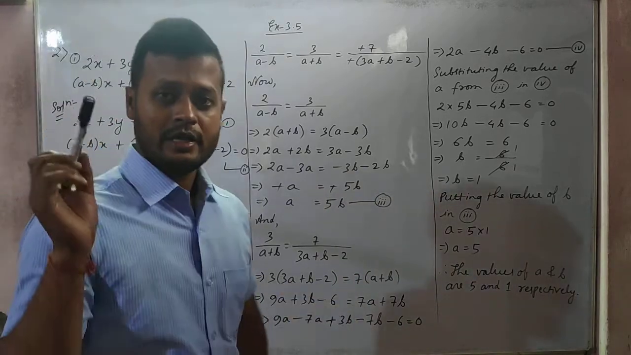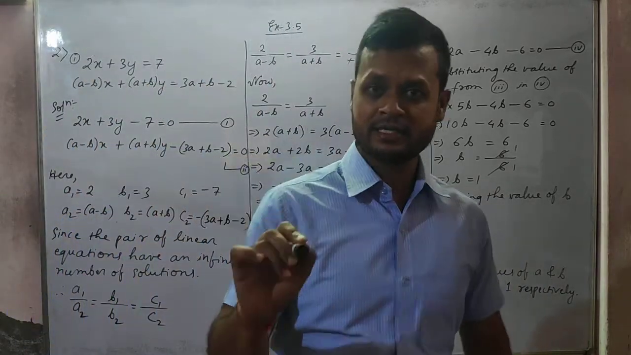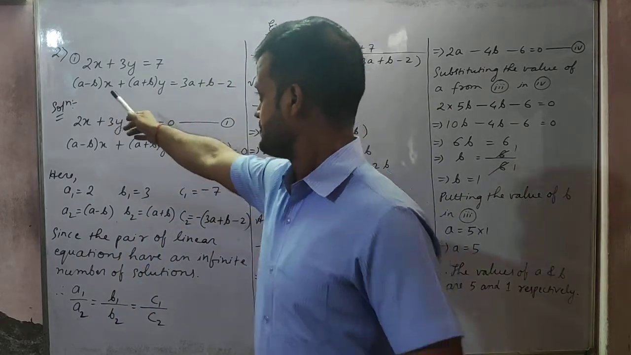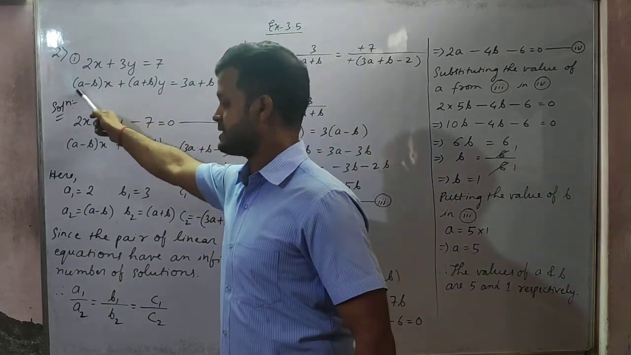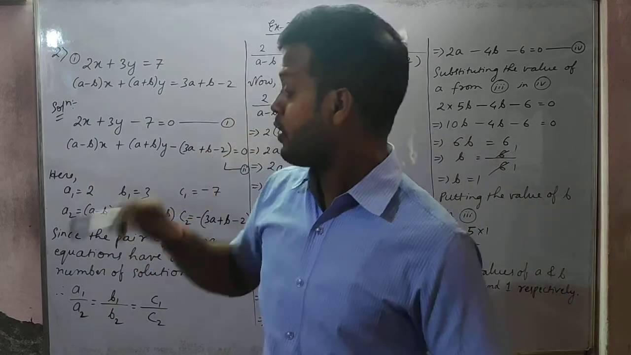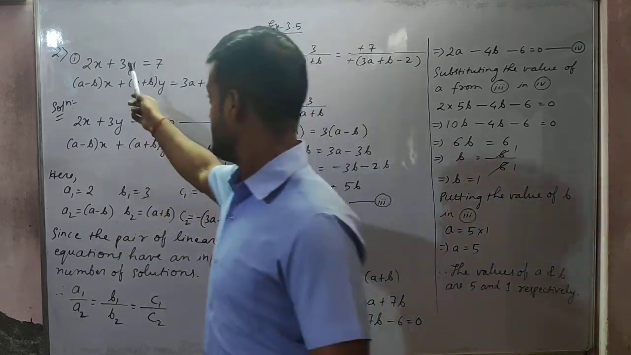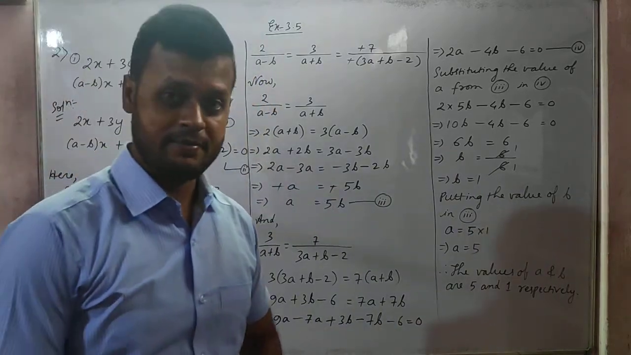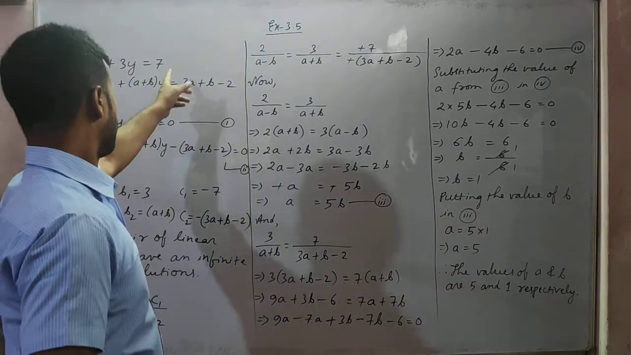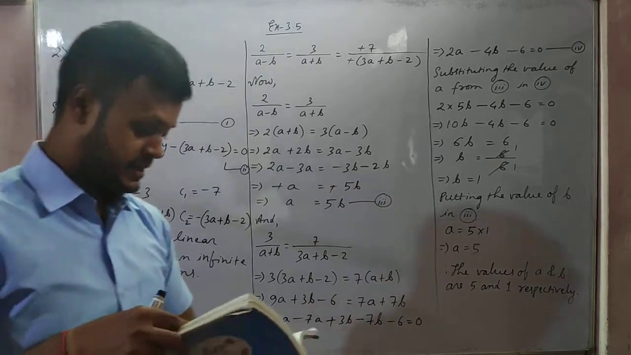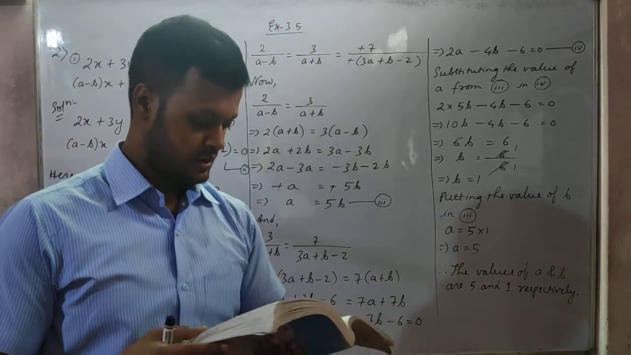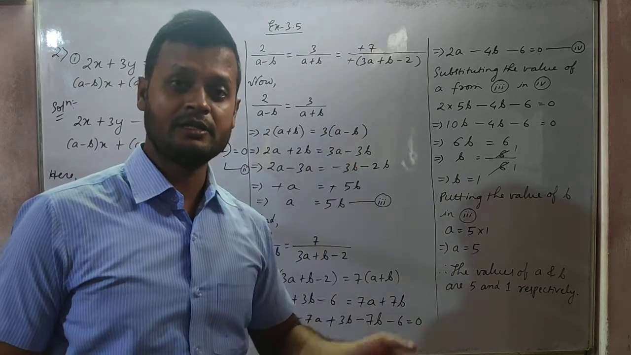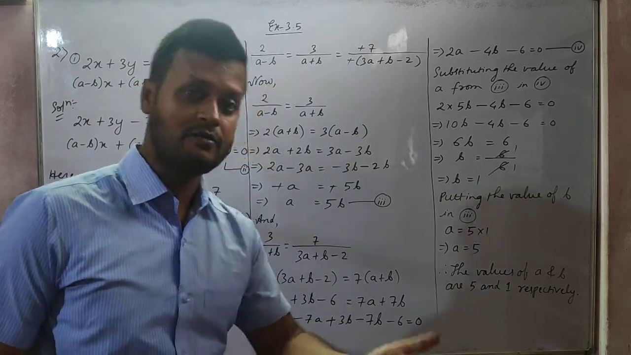Now in the question you have been asked, for what values of a and b, here two quantities are there, a and b, isn't it? For what values of a and b will this pair of linear equations have an infinite number of solutions? That means the given pair of linear equations will have an infinite number of solutions.